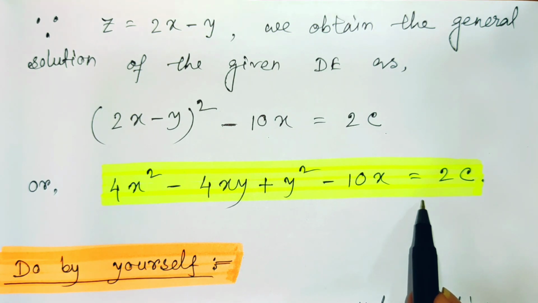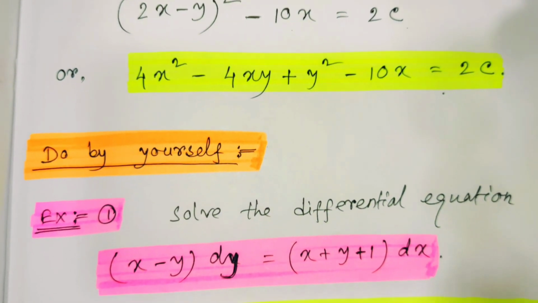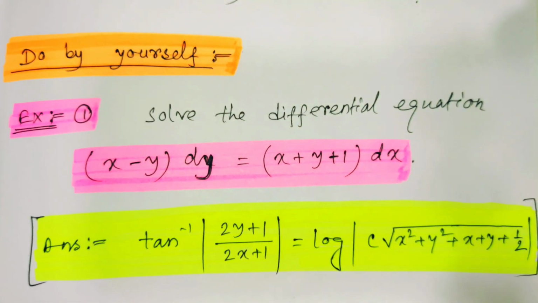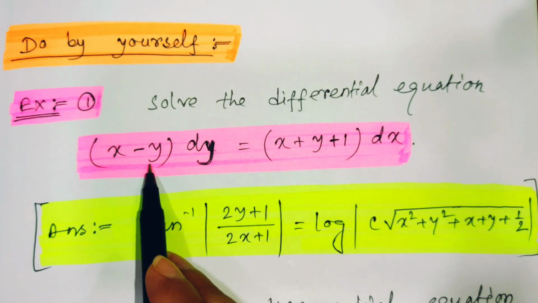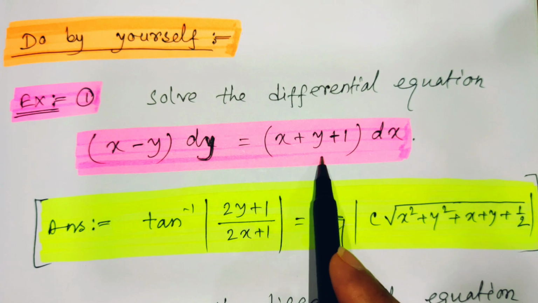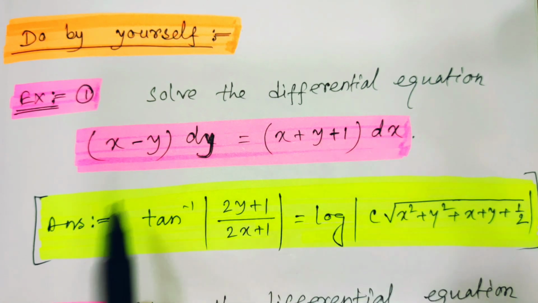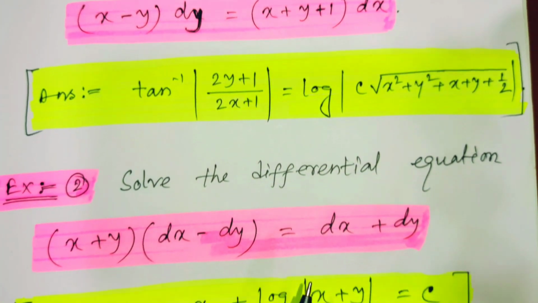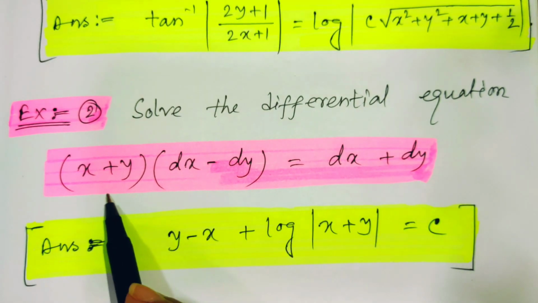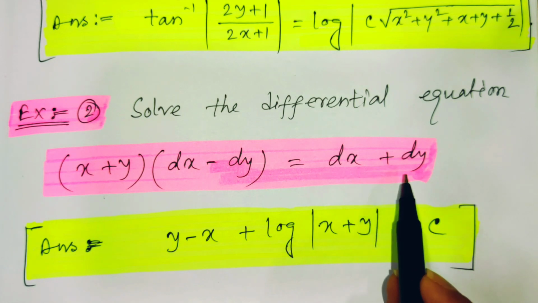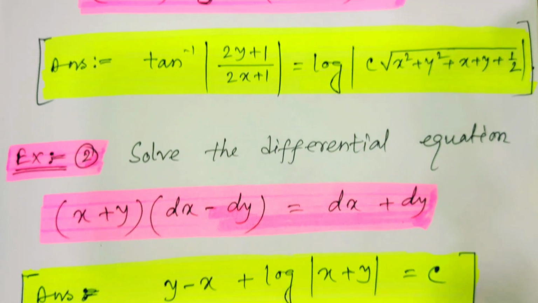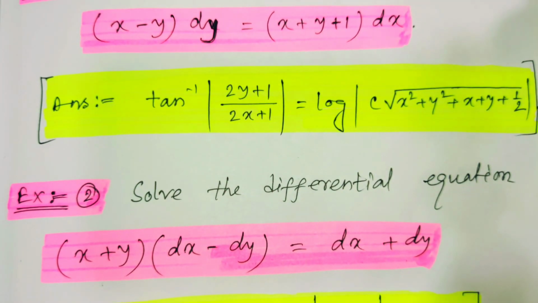Now there are two questions for you. These are do-it-yourself questions, and for your reference I am also giving you the answers so that you can verify by yourself. The first question for you is x minus y dy is equal to x plus y plus 1 dx. Its answer is this one. And one more question for you: x plus y dx minus dy is equal to dx plus dy. Solve these two differential equations by yourself and verify your answers, which are given here.